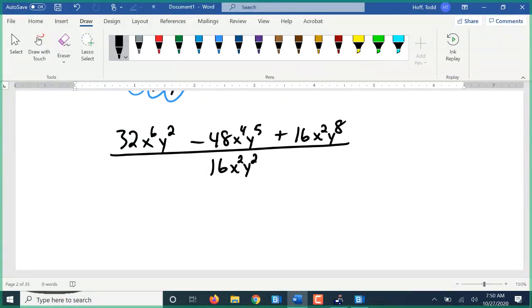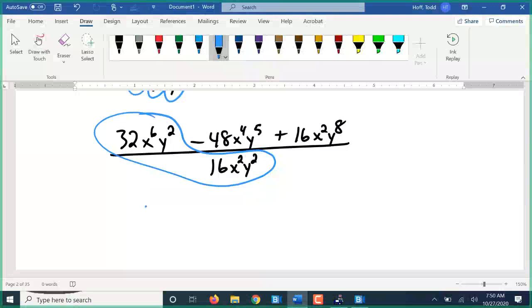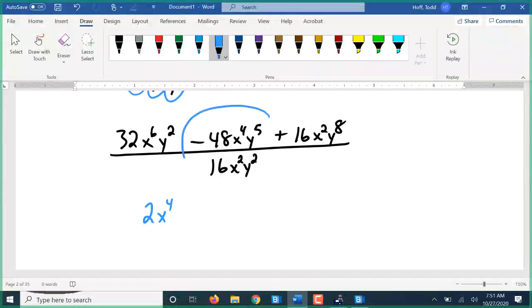So we divide each digit here. 32 x to the 6th y squared divided by 16 x squared y squared. 32 divided by 16 is 2. X to the 6th divided by x squared is x to the 4th. Y squared divided by y squared cancels out. We move to the next digit.